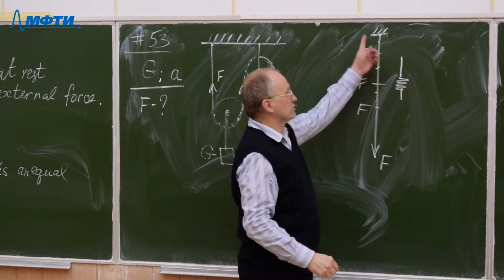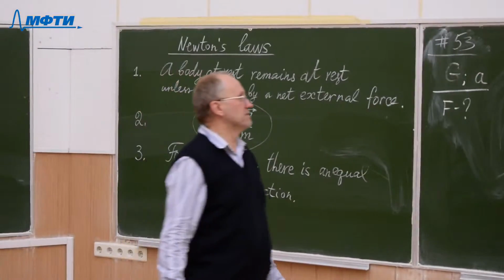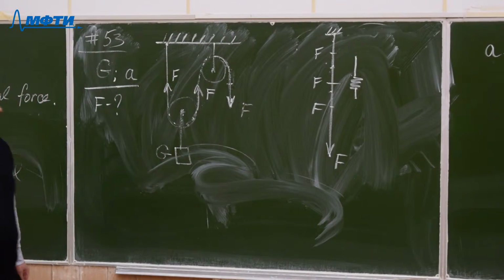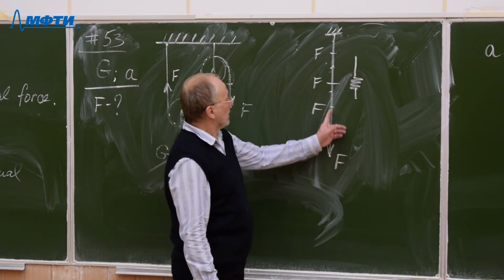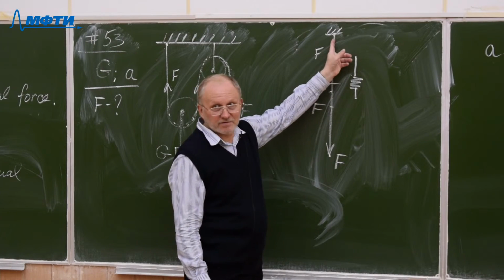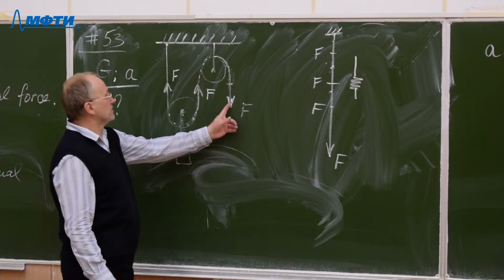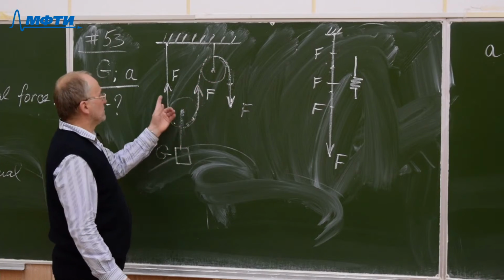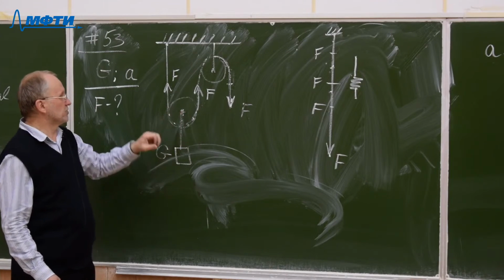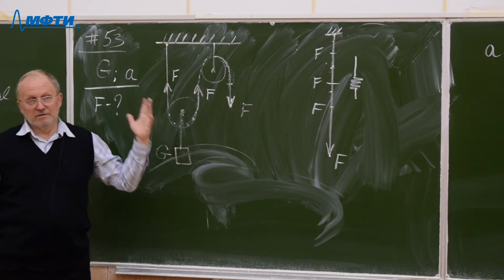Why? Because the string has very small mass. The mass is zero. We neglect the mass of the string. That is why the tension inside the string is the same in every point of the string. The same situation is here, with the only difference that the string passes around the pulley, but this makes no difference because the pulley itself has zero mass and there is no friction here. So these forces are the same, the force of tension here and the force of tension here.